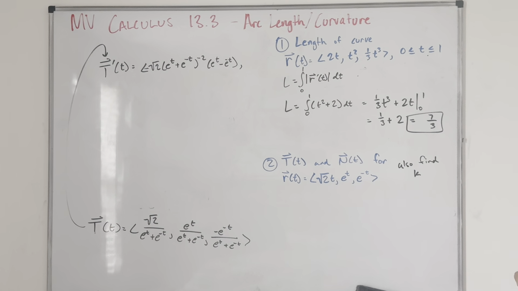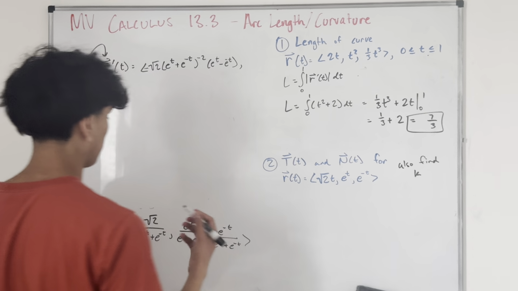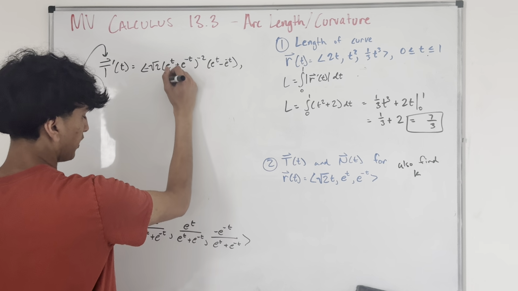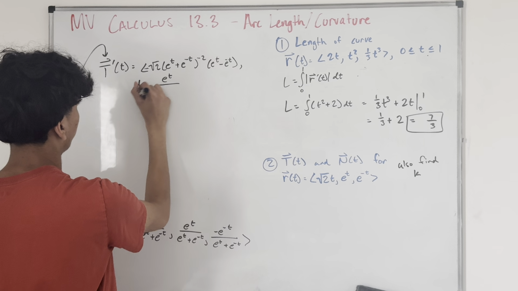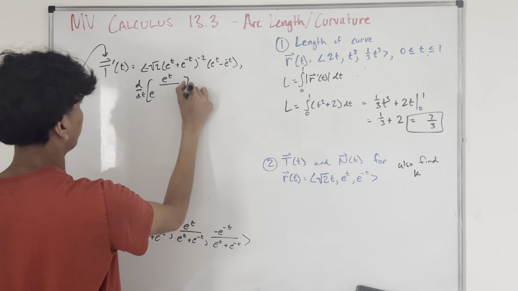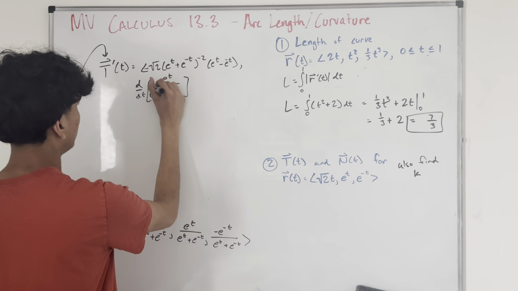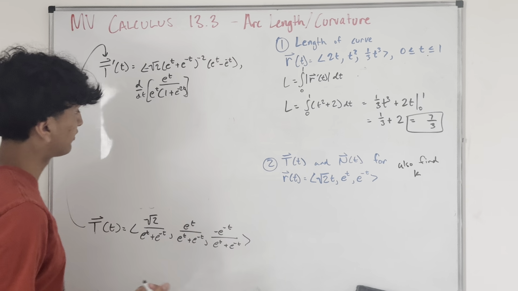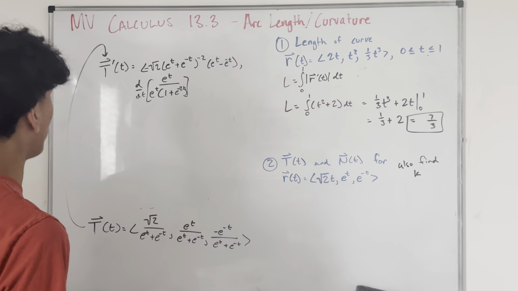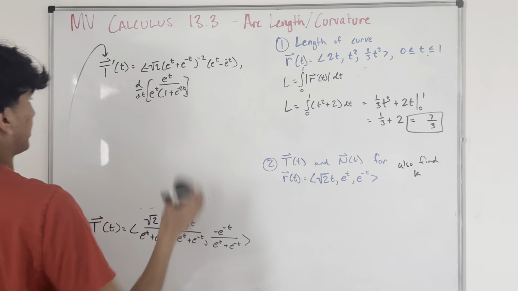Now for the second component, I have to do quotient rule? Maybe I could factor it out actually. I haven't done this problem, I'm kind of winging it. So for this, I could factor out e to the t here, and then I get 1 plus e to the negative 2t. That's actually way nicer to work with. So I can actually cancel out.